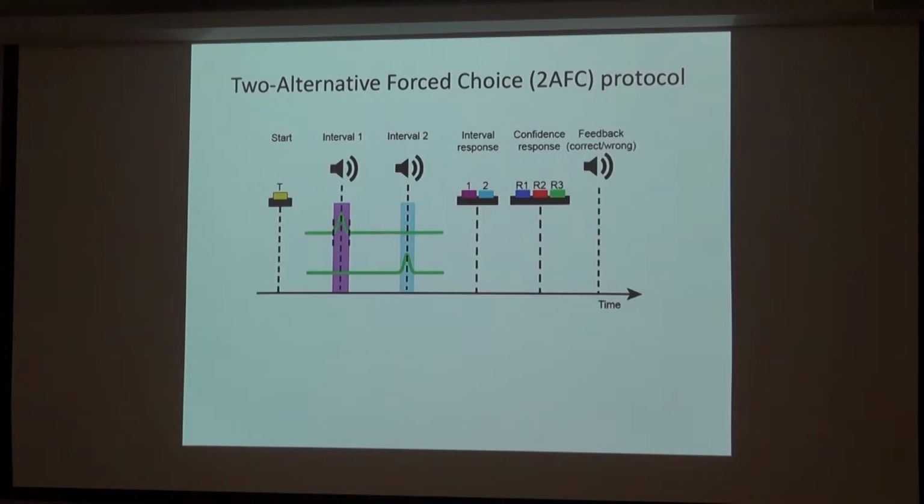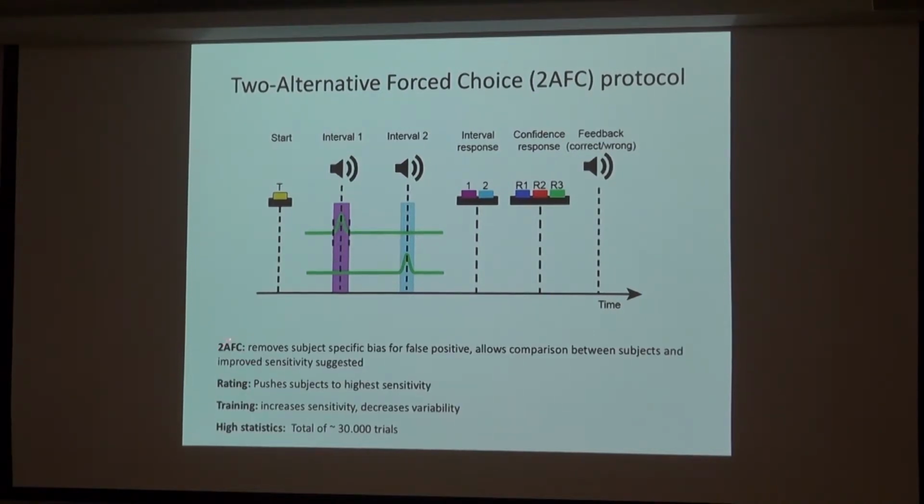The two-alternative forced choice is known to remove the subject-specific bias for false positive rates that I was mentioning, because subjects are forced to choose between one or the other. So it's not based on an internal threshold for when they feel they have seen something. And that allows the comparison of the data across different subjects. Also, the rating scheme is known to push subjects to the highest level of sensitivity.